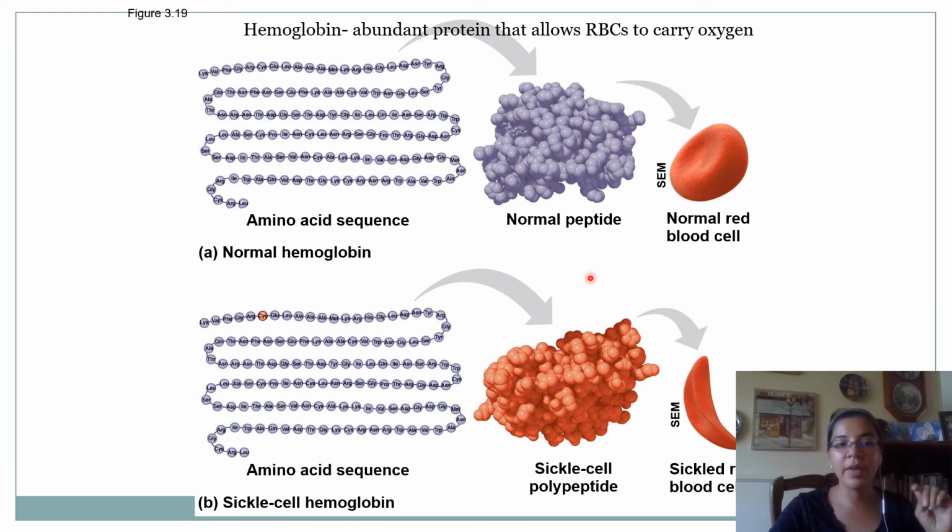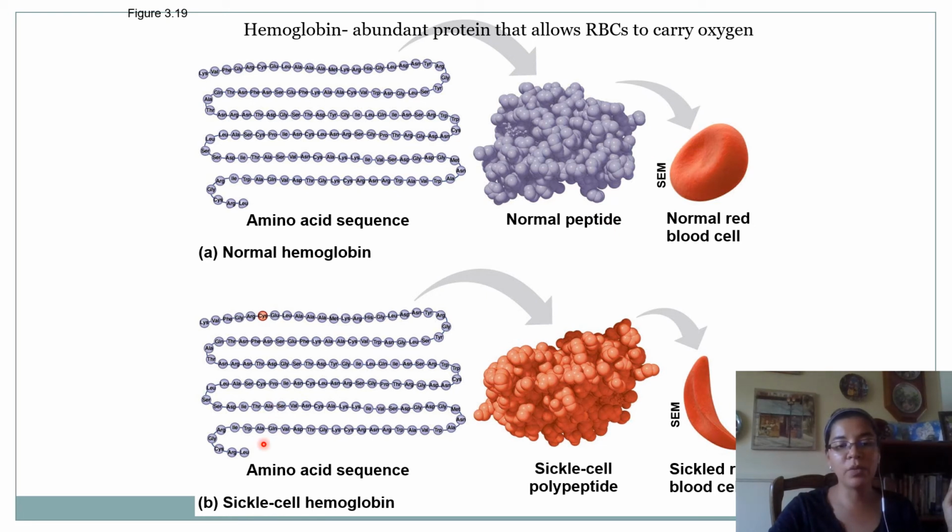For example, here we have hemoglobin. Hemoglobin is an abundant protein in all RBCs. There are over 1 billion hemoglobin protein molecules in each RBC in your body. This protein is very important because it helps carry oxygen, which is the function of red blood cells. Here we have normal hemoglobin, the amino acid sequence, and how it folds from primary structure to quaternary structure. We have the normal peptide, and then a normal red blood cell with its characteristic shape: a nice smooth-margin oval with an indentation right in the middle.